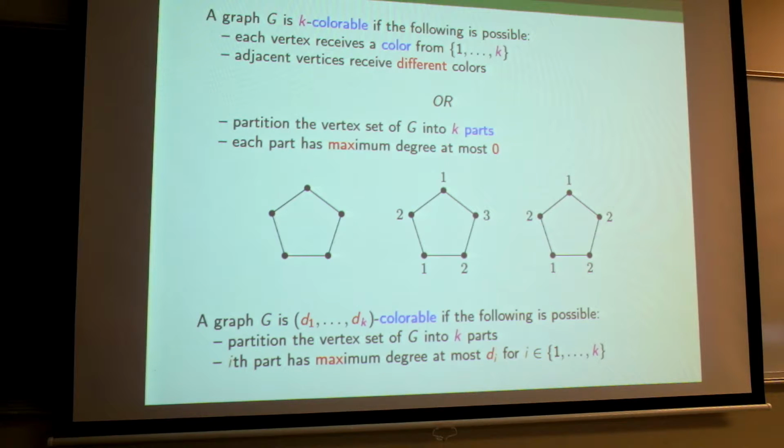Now this 5-cycle, you see you can partition into 2 parts, where the first color is an independent set. It has maximum degree 0, but the second part has maximum degree at most 1. So this somehow captures the notion that it's very close to being 2-colorable. So this is what improper coloring is. Now combine the two: surfaces and improper coloring.